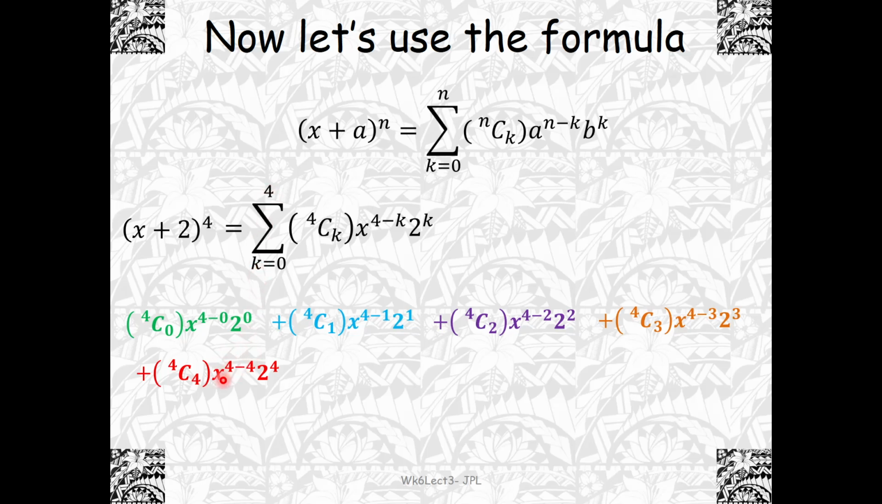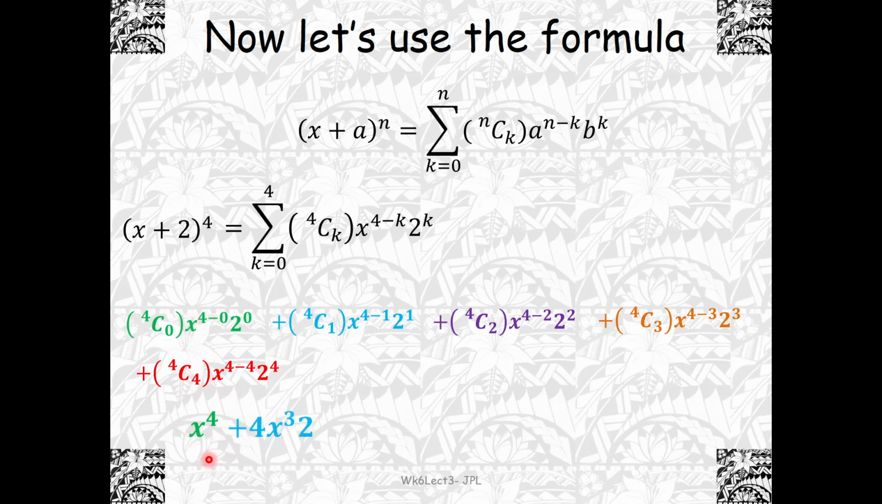So you stop at 4, and then you calculate using your calculator. For example, sub in 4 c 0 and type it on your calculator. You get 1, and 2 to the power of 0 is also 1. So you're left with x to the power of 4.